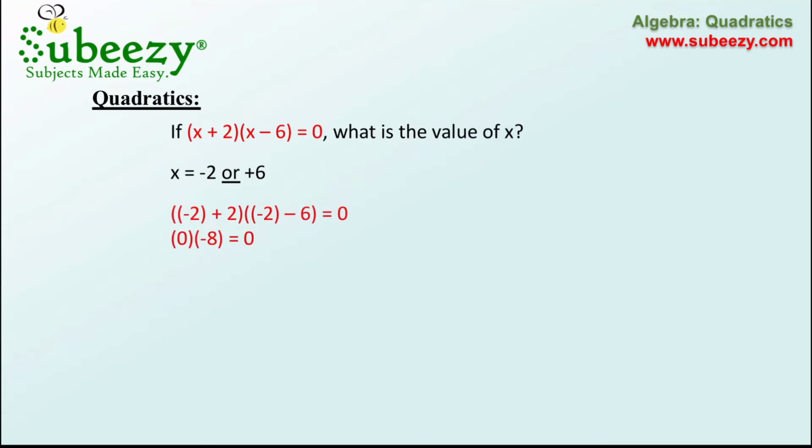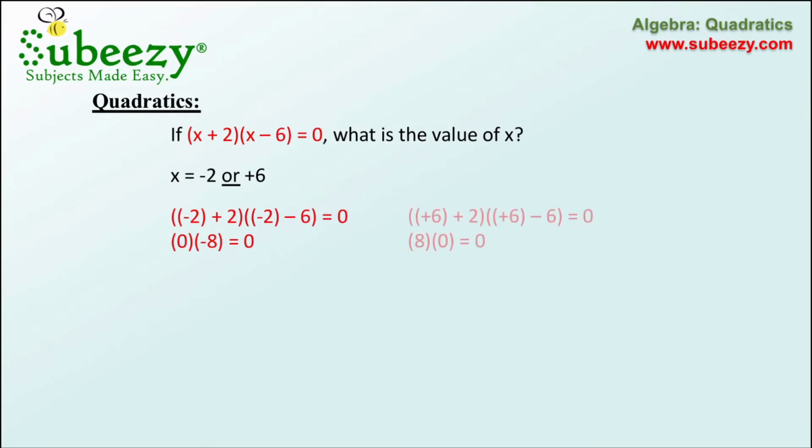If x is equal to negative 2, then we end up with negative 2 plus 2 times negative 2 minus 6. We end up with 0 times negative 8, which is equal to 0. And if x is equal to positive 6, then we have positive 6 plus 2 times positive 6 minus 6, which is 8 times 0, which is equal to 0. It's important to always double check your answers by plugging those values back into the original problem.